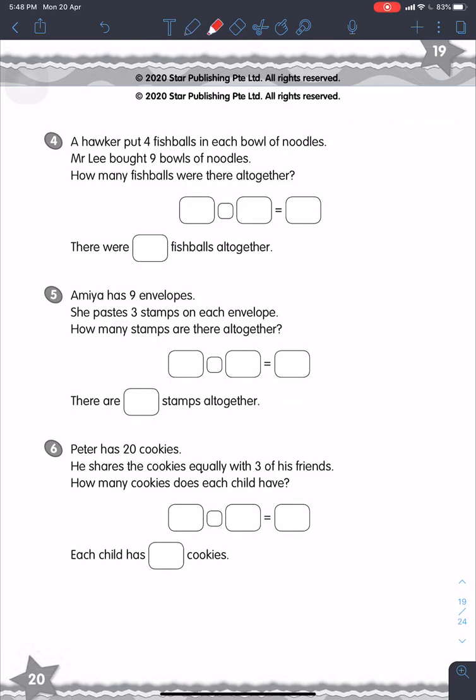Question 4. A hawker put 4 fish balls in each bowl of noodles. Mr. Lee bought 9 bowls of noodles. How many fish balls were there all together? Alright, so 4 fish balls in each bowl. So that means this is E, because it's in each bowl of noodles. And Mr. Lee bought 9 bowls. Now 9 bowls represents the group. How many fish balls are there all together?